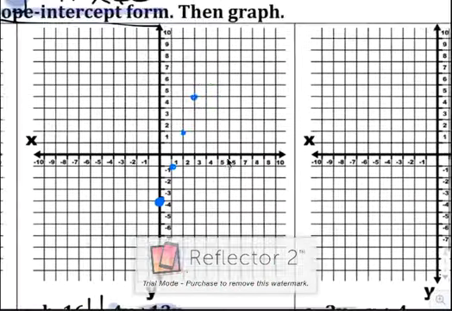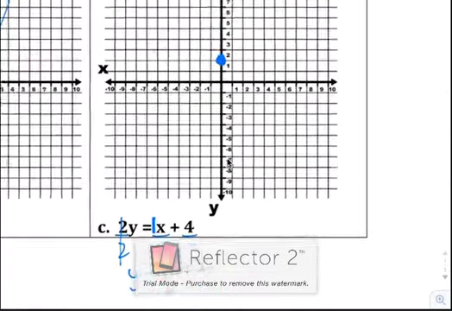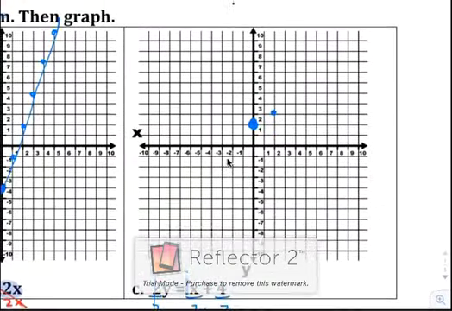Here it's not in slope-intercept form. Divide by 2 to all of them. Put the invisible 1 there. So y equals a half x plus 2. So you graph that. The y-intercept is 2 right here, and you go up 1 over 2. None of them are negative. I should have made some negative so you can practice and see what it looks like.